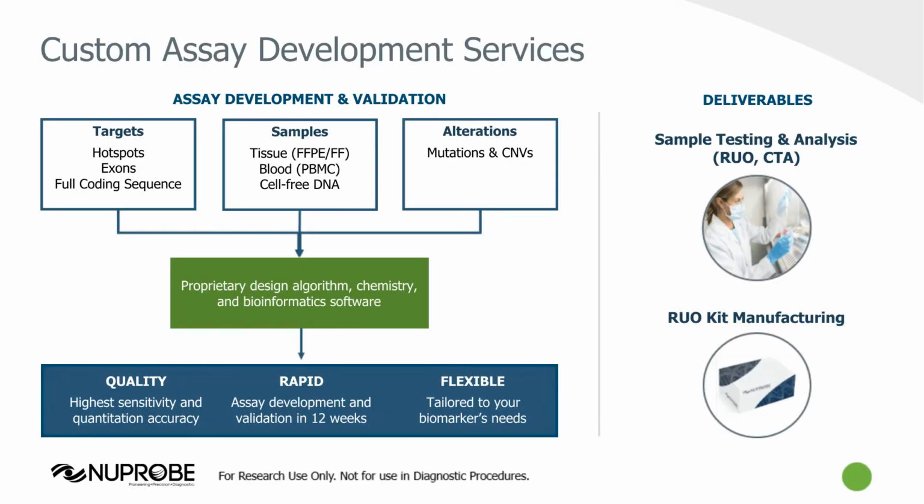Every project starts with a project consultation involving our R&D service team to define the required panel specifications, including the targets of interest, being a series of hotspots or exons of genes, with the ability to cover the entire coding sequence; the sample type, such as tissue, blood, or cell-free DNA samples; and finally the alterations, being copy number variations, mutations, indels, or just one of them. We then proceed with panel development and validation using proprietary design algorithm, chemistry, and bioinformatics software.